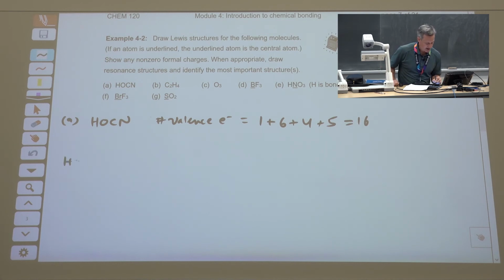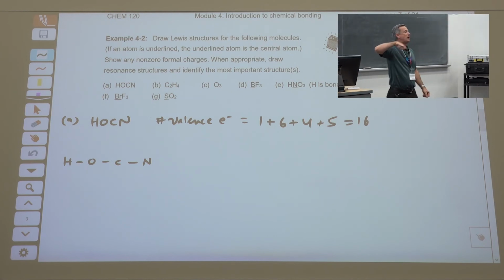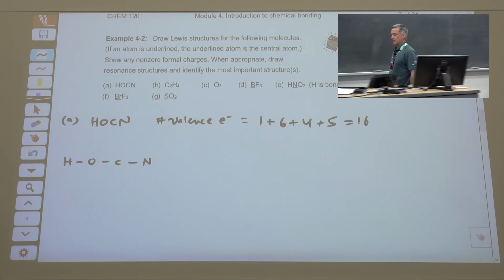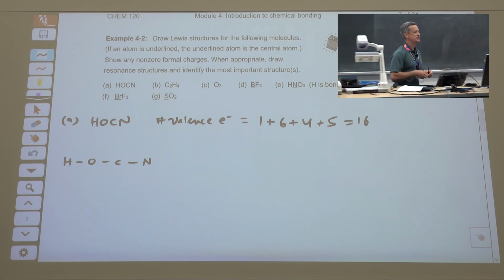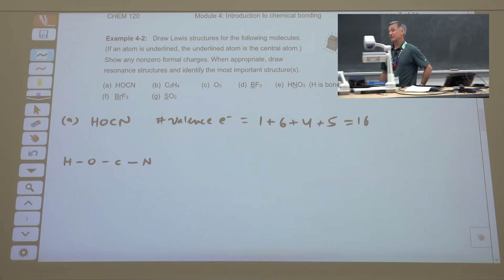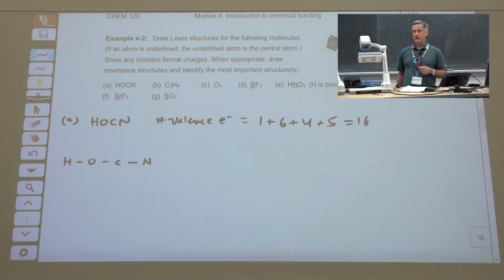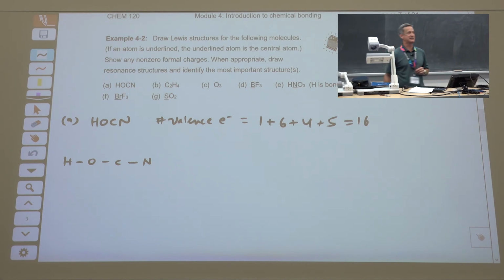The next part of it is to put a pair of electrons between each pair of bonded atoms. The reason we wrote the formula this way, HOCN, is we want you to focus on that bonding arrangement. We're interested in describing the bonding for a particular spatial arrangement of the atoms, and we want you to come up with the most sensible distribution of electrons around the atoms in that arrangement. So at this point, I've drawn a structure that includes 2, 4, 6 electrons. I've got 10 more to go.